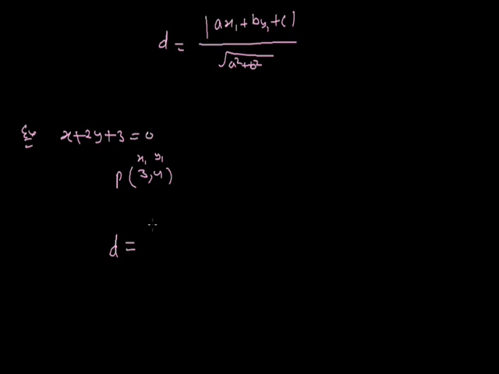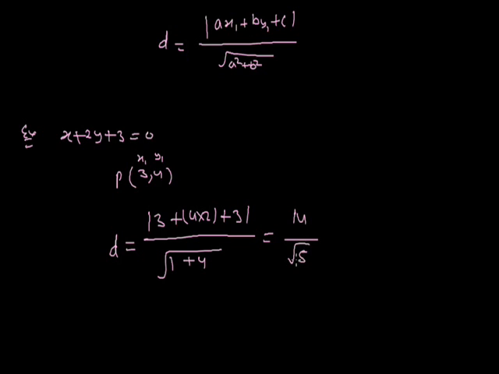Now first of all we can use AX1. So A is 1 and x1 is 3, so mod 3 plus BY1. B is 2 and y1 is 4, so 4 into 2, plus C, which is equal to 3. Now under root A square plus B square. A is 1, so 1 square is 1, plus B square, 2 square is equal to 4. So this is equal to 14 upon root 5. So we can say the distance of the point (3, 4) from the given line x plus 2y plus 3 is equal to 14 upon root 5.